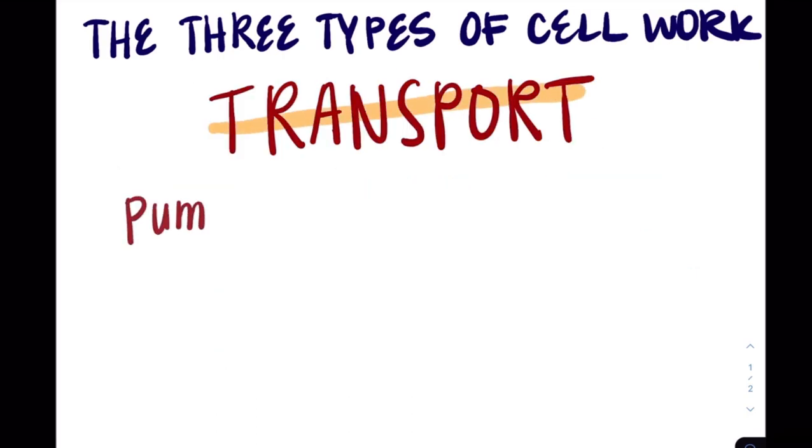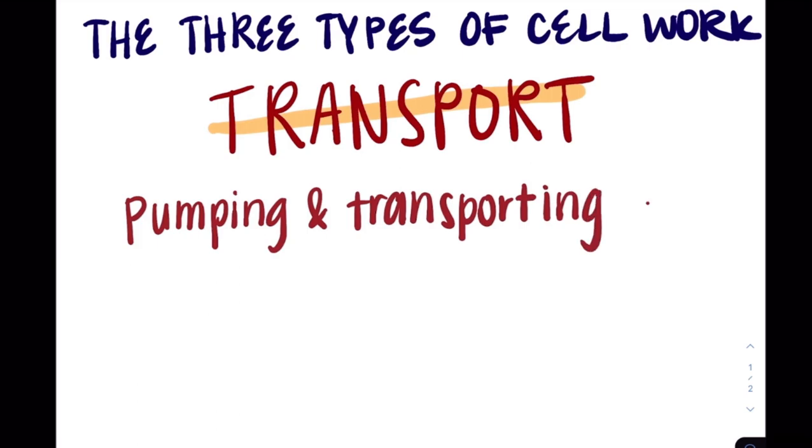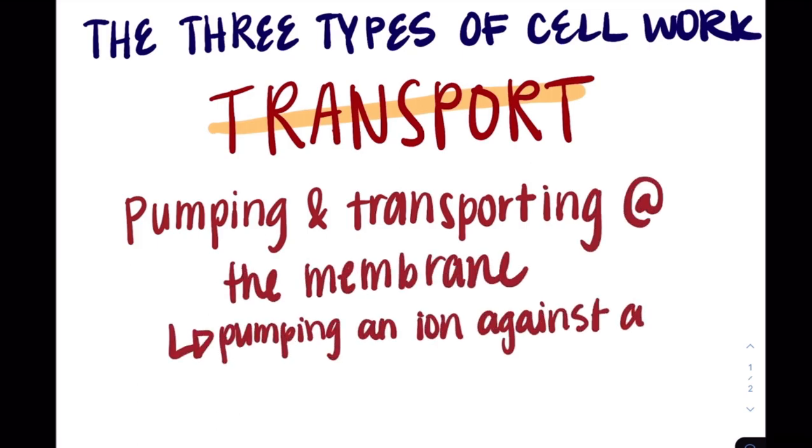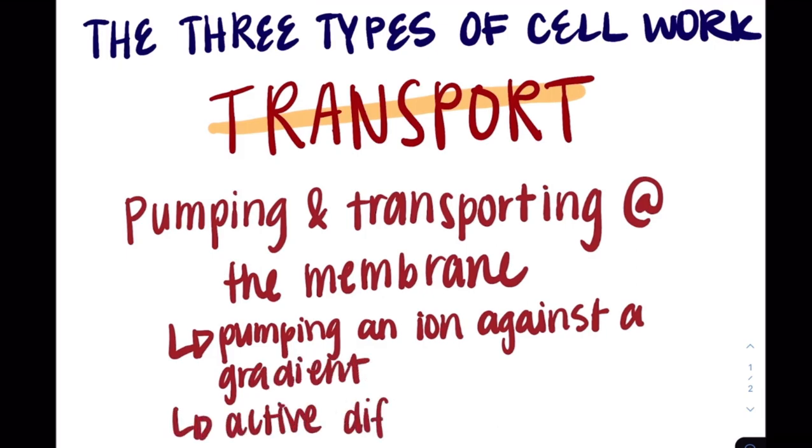Now let's take a look at transport, which is basically the pumping and transport of material at the cellular membrane that we talked about last chapter, such as pumping an ion against the concentration gradient or active diffusion.